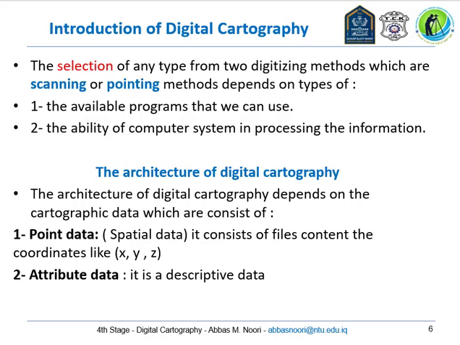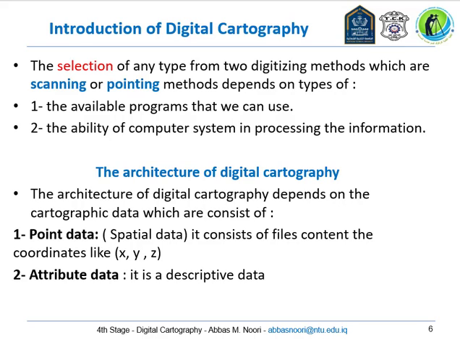The selection of either digitizing method, scanning or pointing, depends on the type of available program that we can use and the ability of the computer system in processing the information. It's important. There are many methods or types of program that convert the analog map to a digital map, and also the ability of the computer system in processing the information.